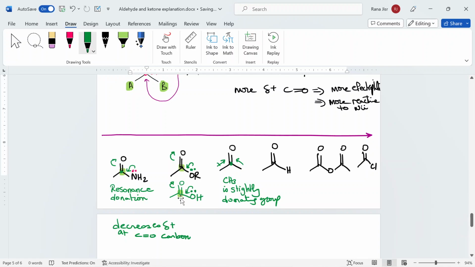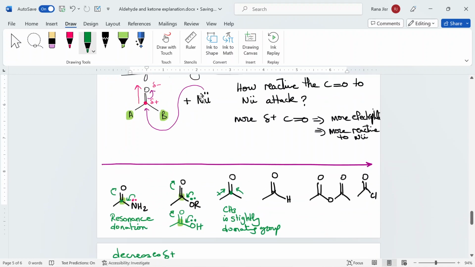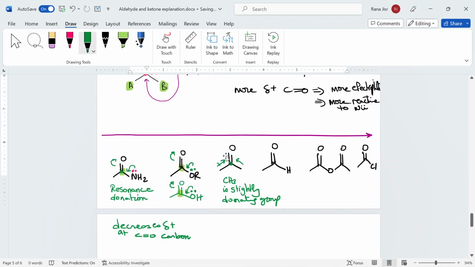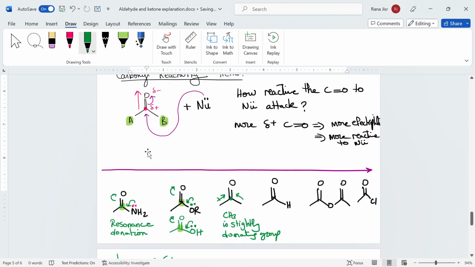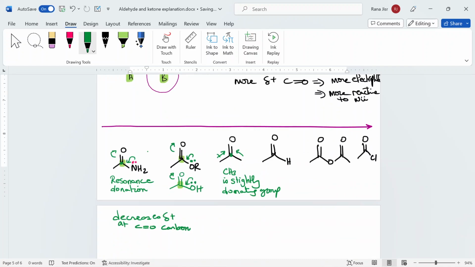So all of these carbons are not very partial positive. This is going to decrease their reactivity when the nucleophile wants to attack, because it wants to attack the most electrophilic carbon. It still will attack, but the ability for that nucleophile to attack is way less. For the aldehyde, hydrogen, on the other hand, is slightly electron withdrawing.